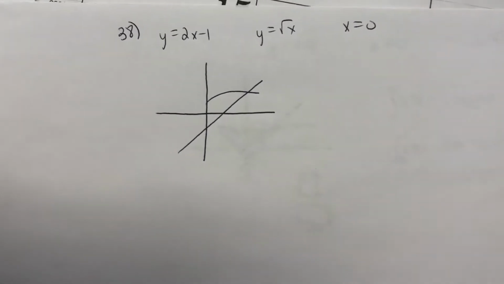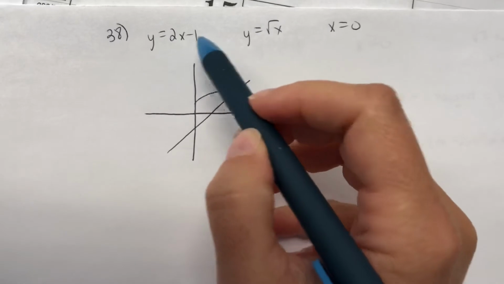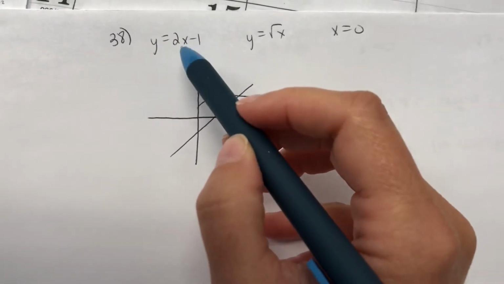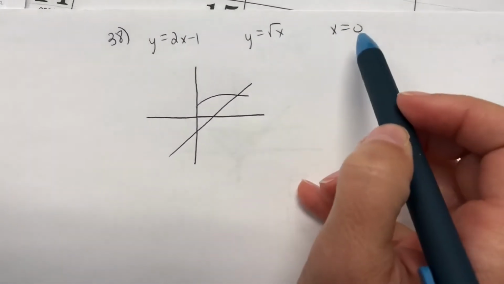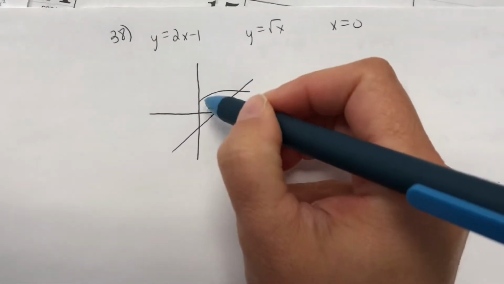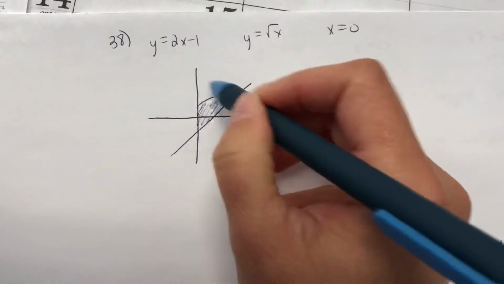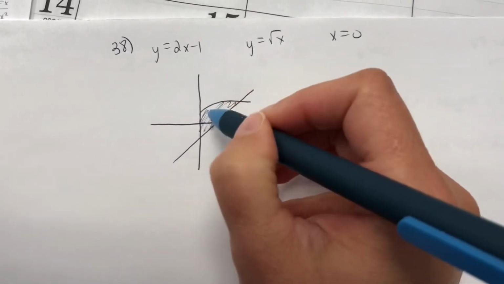Let's go over number 38 from the Cylindrical Shells homework. So they gave you two equations here, or three. Y equals 2x minus 1, root x, and then x equals 0. So I've graphed them all. X equals 0, that's just the y-axis. So this little shaded region is formed. And then I want you to revolve that around the y-axis.